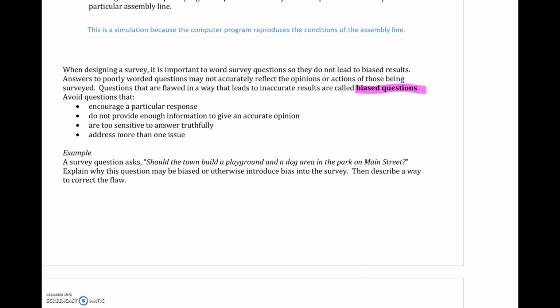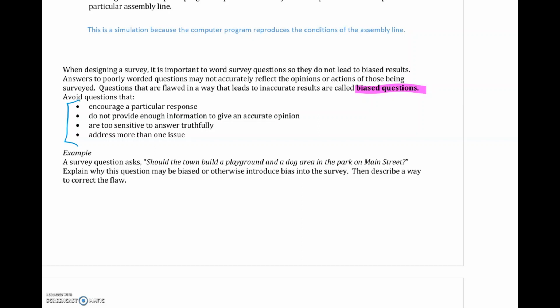So we want to avoid questions that encourage any particular response, do not provide enough information, are too sensitive, or address more than one issue, because we want them to be short and to the point. So we want to look out for that. In this last example, let's analyze a survey question. We have a survey question that asks, should the town build a playground and a dog area in the park on Main Street? So we want to figure out why this may introduce bias in the survey, and then how can we correct it? Because remember, we want to create unbiased results so we can have a valid study.